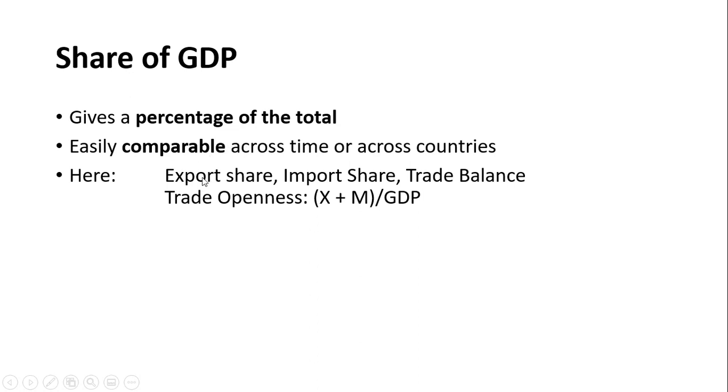What I'm going to talk about here is export share, exports over GDP. Import share is the same. Trade balance, or X minus M. And then a variable that I use quite a bit, trade openness. So there's a couple ways to do it, but right now I'm going to say exports plus imports over GDP. Basically, the more exposed you are to trade, you'll have higher levels of one or the other.